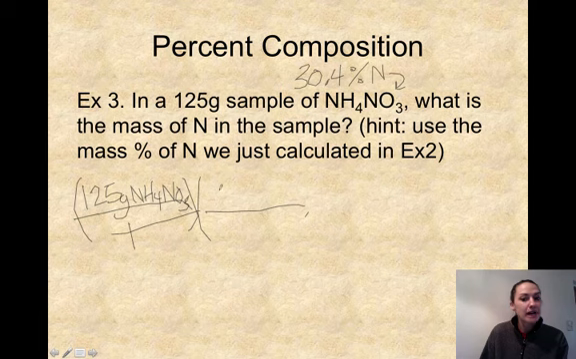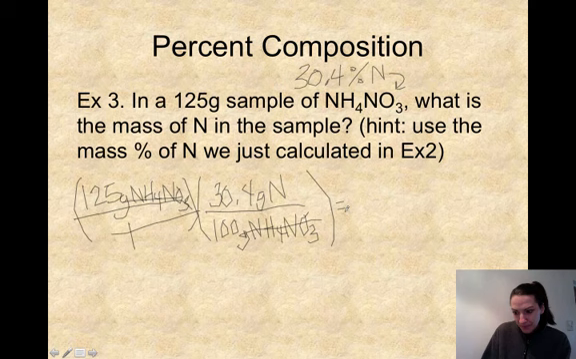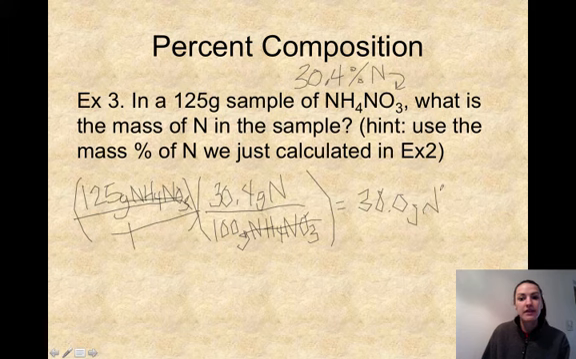So I'm going to use that to help us. So I'm going to write 30.4 grams of nitrogen in every 100 grams of NH4NO3. And then if you look, my units are going to cancel out, and I'll be left over with grams of nitrogen. So if you do this math out, you're going to get that that equals 38.0 grams of nitrogen in a 125 gram sample.